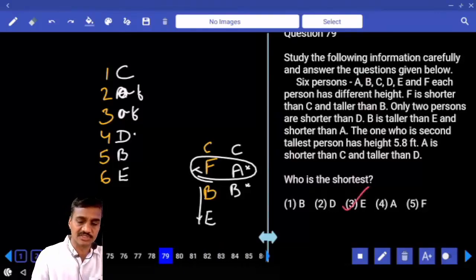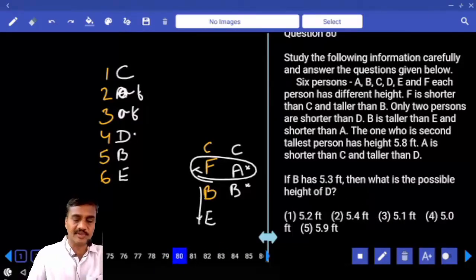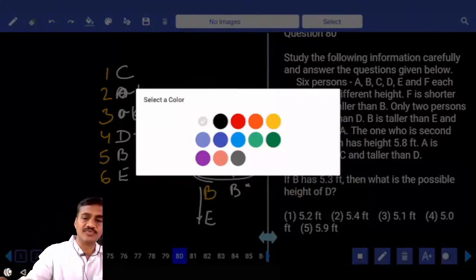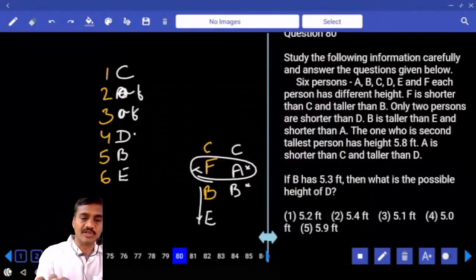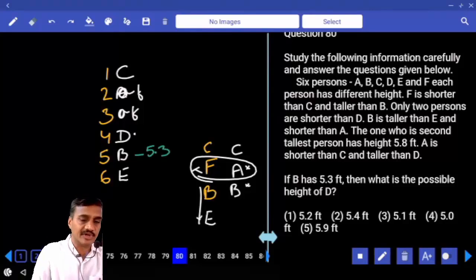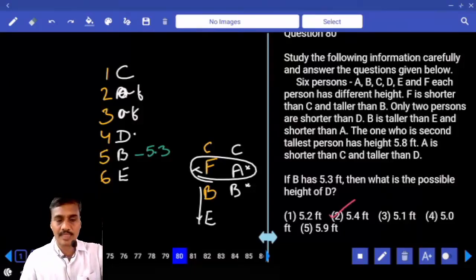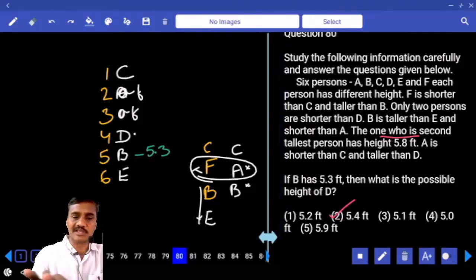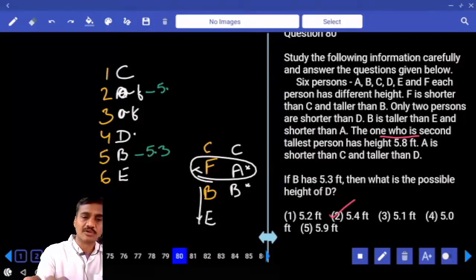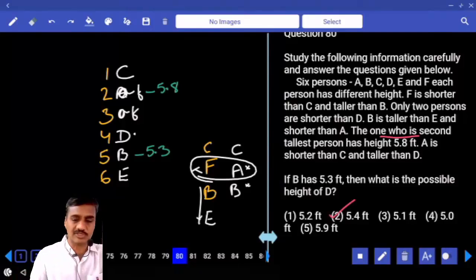Then who is the shortest among these? E, that is choice 3, question 79. And 80, B is 5.3 feet. Now this person B is 5.3 feet. Then what is the possible height of D? More than 5.3, and 5.4. ఇంకా the one who is the second tallest is 5.8. కనుక 5.3, 5.8 మధ్యలో ఉండాలి. And so only choice 2 for question 80.